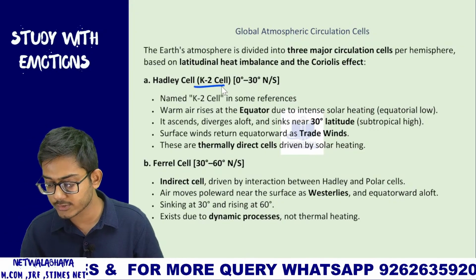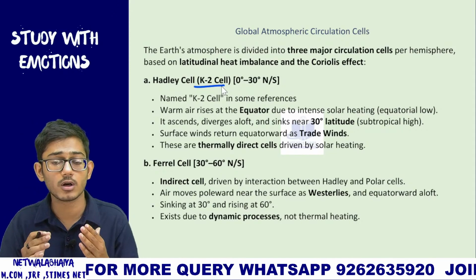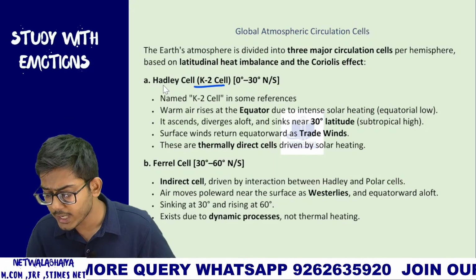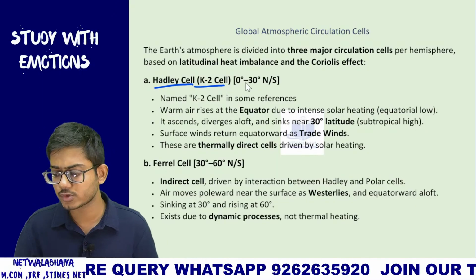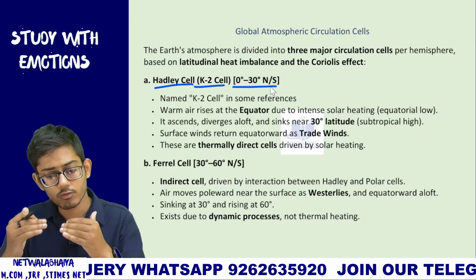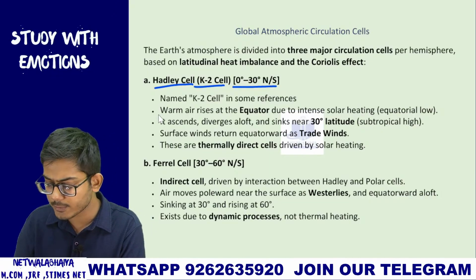Hadley cell is also called the K2 cell. This is a different name for it. So questions might be asked as to which of the following cells is also known as the K2 cell. It is the Hadley cell. Hadley cell is also known as the K2 cell, and its extension is from 0 degrees to 30 degrees north, or from 0 degrees to 30 degrees south as well. Fine. So what happens here?